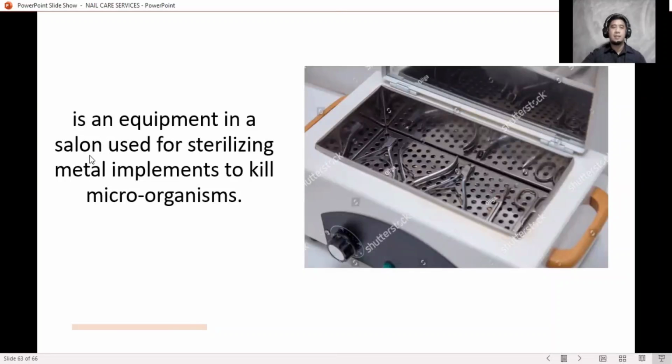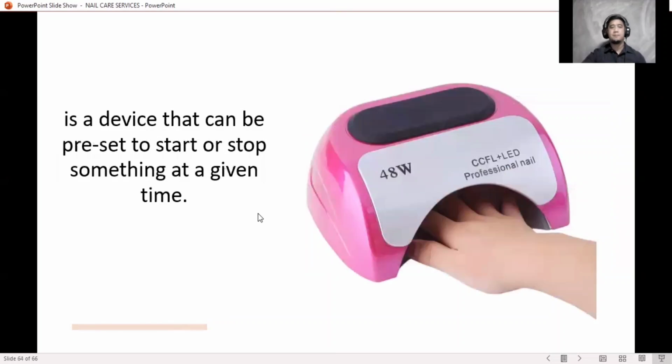Next one is this one. It's an equipment in a salon used for sterilizing metal implements. So this one is for metal only, like those tools, no, to kill microorganisms. And we call it sterilizer. Okay, sterilizer. Next. So this is the last one. It's a device that can be preset to start or stop something at a given time. So we call it timer. So timer, yan lumalabas on the screen. Okay, so for example, you need to stay, no? Para papatuyuin yung kamay natin for several minutes, so you can use timer.